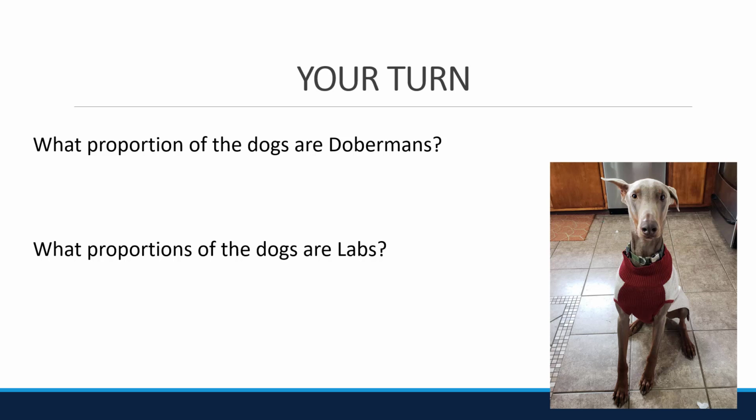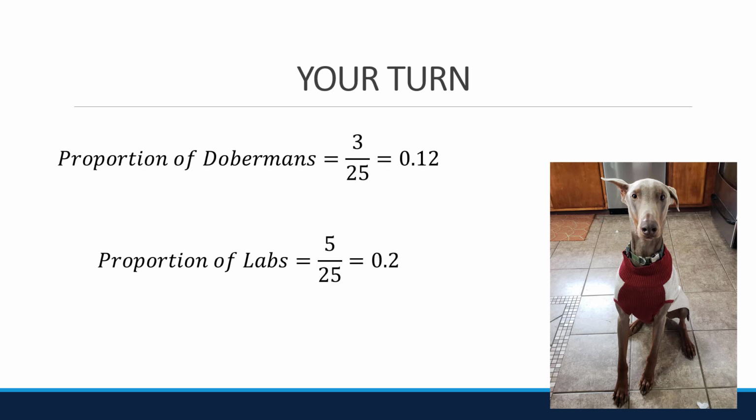Your turn. Using the dataset on page 1, calculate the following. What proportion of the dogs are Dobermans? What proportion of the dogs are Labs? You should have found that the proportion of Dobermans is equal to 0.12. Notice here the two options in the numerator are Doberman or not Doberman. Looking at the table, we saw that 3 of the dogs were Dobermans out of a total of 25, giving us the proportion of 0.12. Similarly, the proportion of Labs is equal to 0.2.